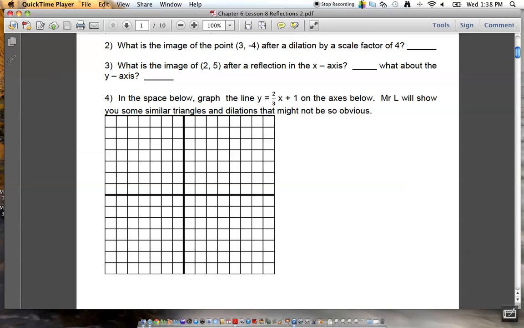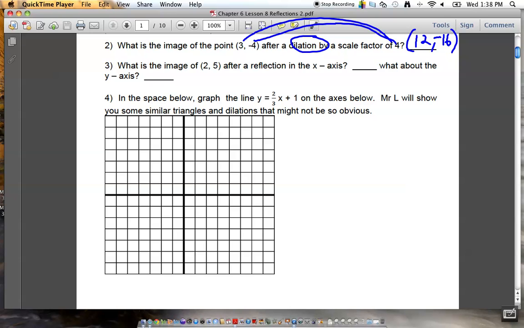Okay. What is the image of the point 3, -4 after a dilation by a scale factor of 4? Key word here, dilation. What does dilation do? What operation? Add, subtract, multiply, divide. Multiply, good. So, what's 3 times 4? 12. And what's -4 times 4? -16. So my answer is 12, -16.